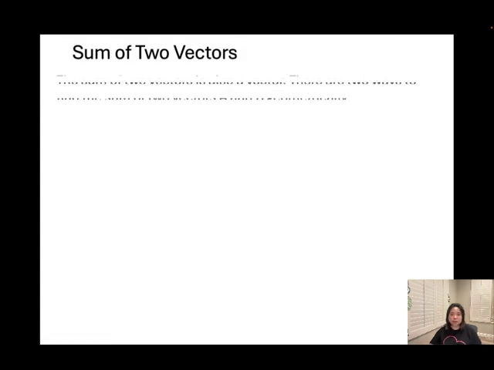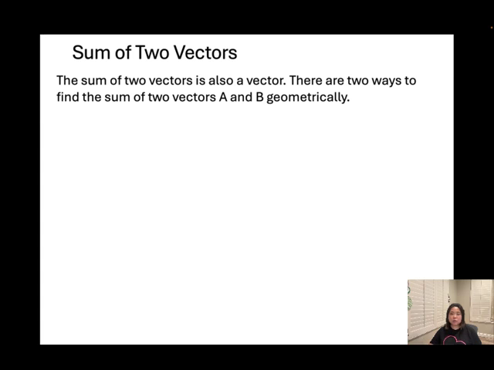Sum of two vectors. The sum of two vectors is also a vector. There are two ways to find the sum of two vectors A and B geometrically. Look at this picture. We have vector A and then vector B. We want to find the resultant vector, which is going to be A plus B. This is the first method.